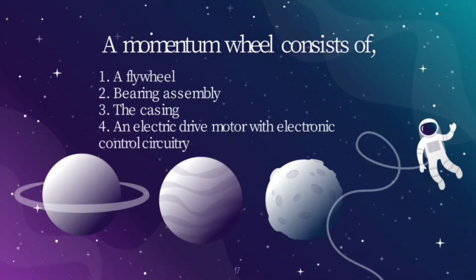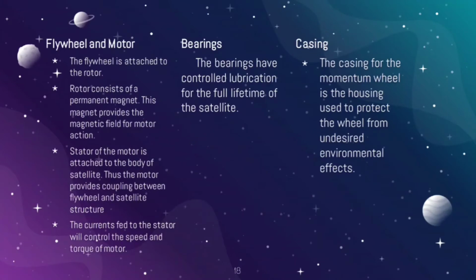A momentum wheel consists of a flywheel, bearing assembly, the casing, and an electric drive motor with electronic control circuitry. Flywheel and motor. The flywheel is attached to the rotor. Rotor consists of a permanent magnet. Rotor is a rotating part of a motor. This magnet provides the magnetic field for motor action.